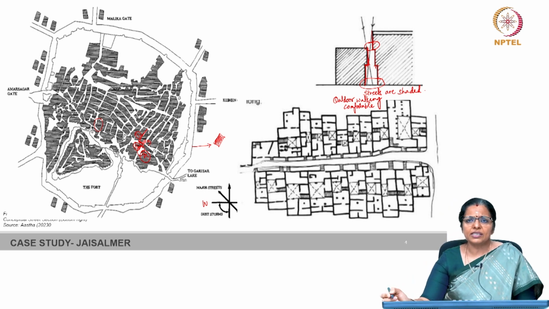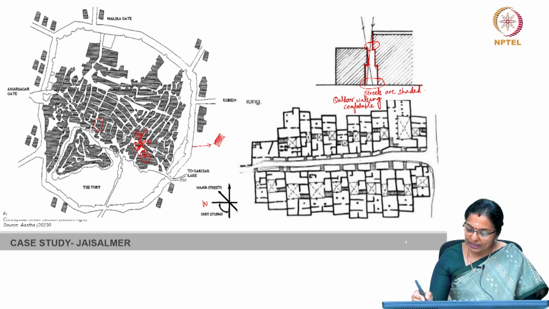So Jaisalmer streets are community hubs with open spaces, and they feature house design with courtyard layouts. Now you can see this is a typical street which has houses on either side. You look at the planning of this street, look at the planning of the houses.